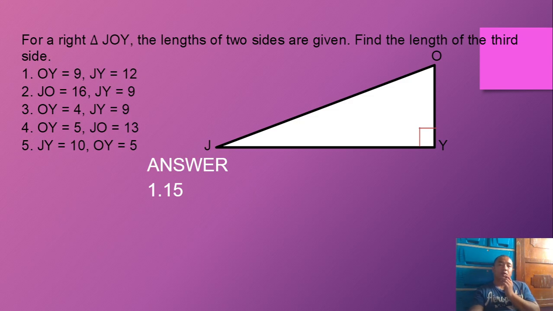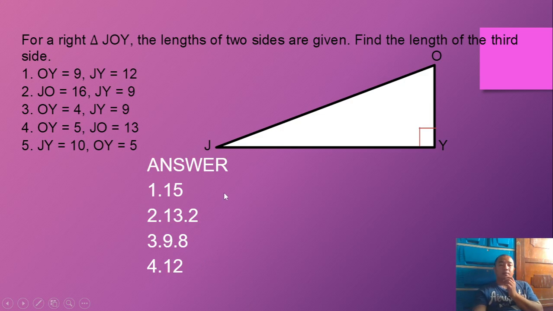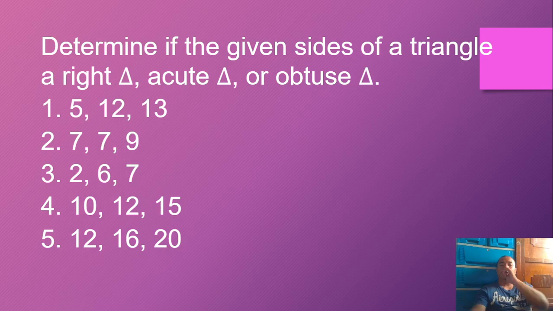Number 2, JO is 16, JY is 9. So 256 minus 81, then get the square root, 13.2 using your calculator. Number 3, OY plus JY, 16 plus 81, then get the square root, 9.8. For number 4, 25 plus 169 is 194, no wait, 169 minus 25 is 144, so it's 12. And for number 5, the answer is 11.2 using the Pythagorean theorem.